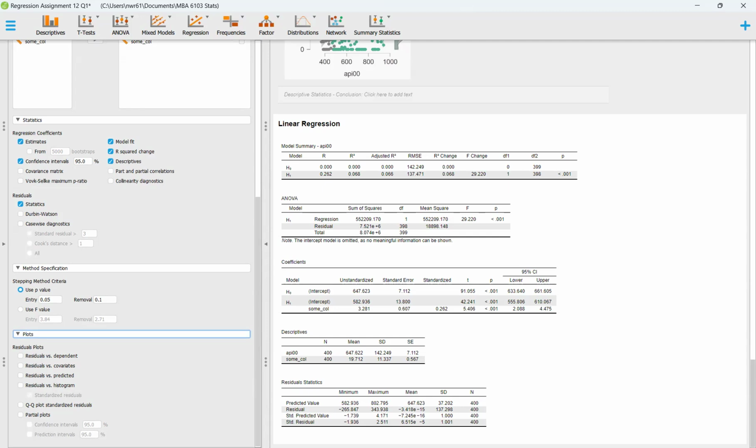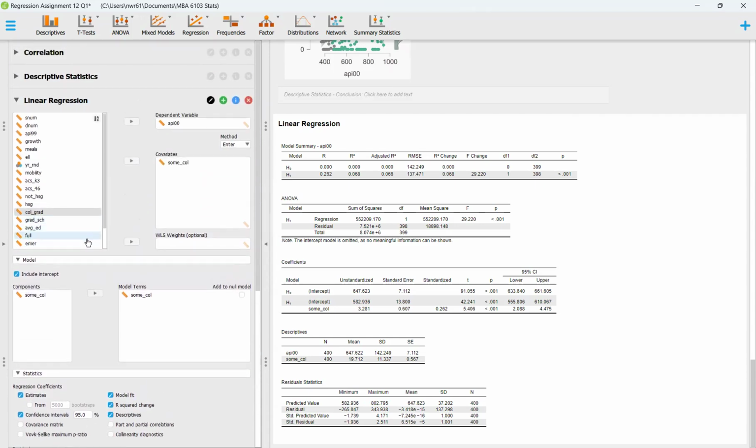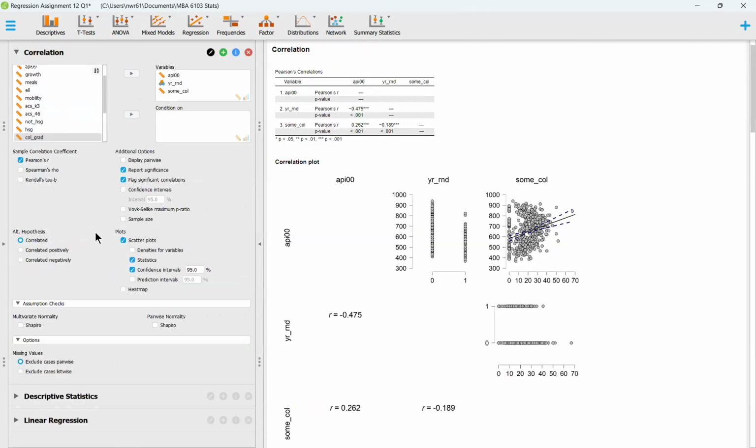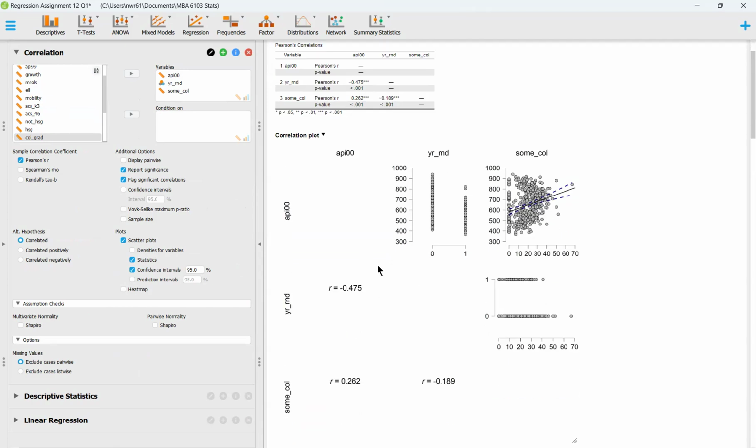Yeah, I remember he was going over lecture 11, and he was telling us about regression and correlation and how you put in the variables as API 00 and enroll, and then Pearson's R, report significance, flag significant correlations, and then scatter plot. I do not have scatter plot. Wait, no, wrong one. Sorry. No, I do have scatter plots. Okay, I do have scatter plots, statistics, confidence intervals at 90.